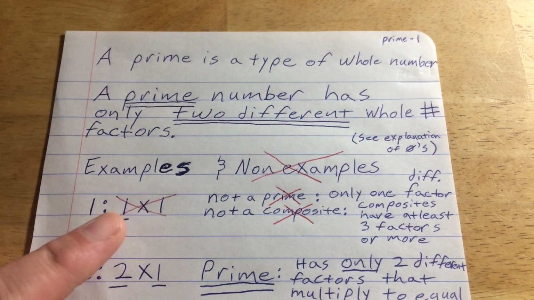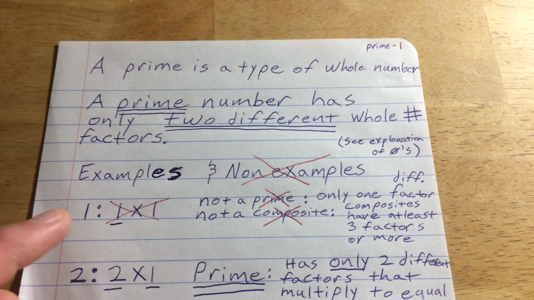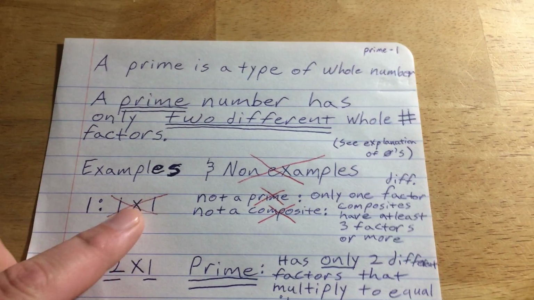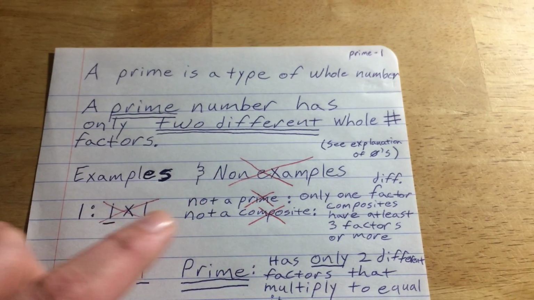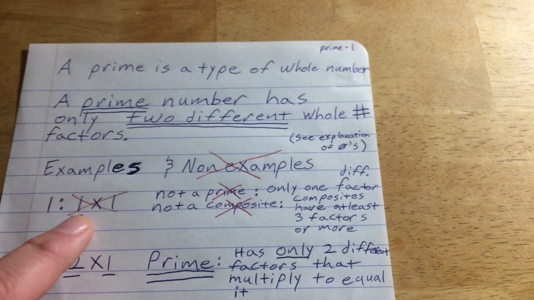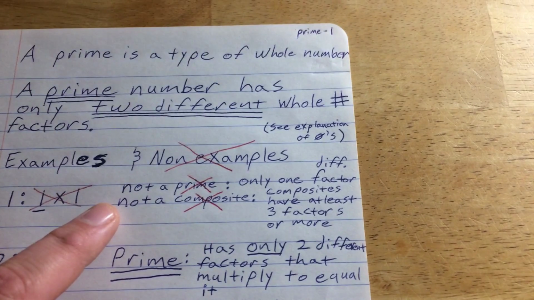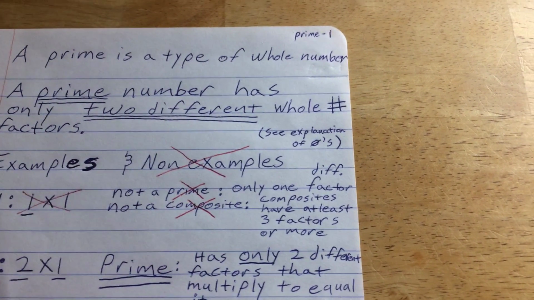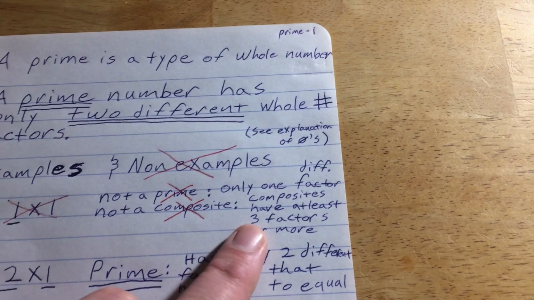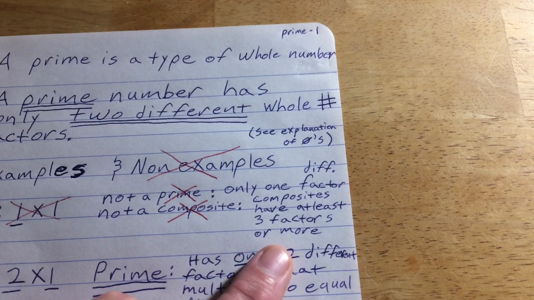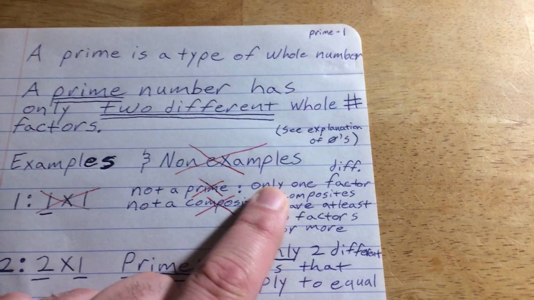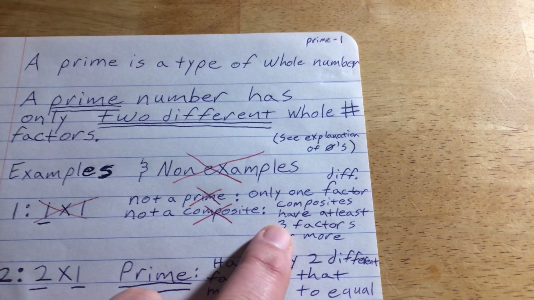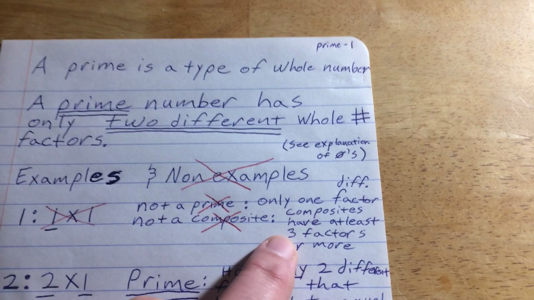So 1, we know 1 times 1. There's no other whole numbers that equal that. So obviously I have it scratched out because this is definitely a non-example, not a prime, not a composite, because it only has 1 factor. And remember, composites have at least 3 factors or more. And so it can't be a prime, which must have 2 different factors only, and it can't be a composite because it has to have 3 or more.